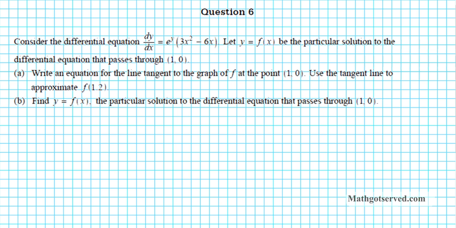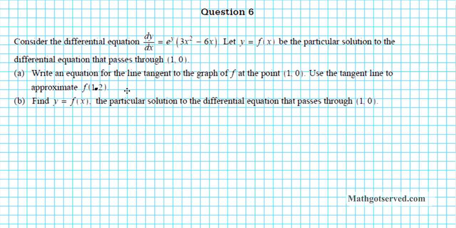All right, let's take a look at question number 6. We're given a differential equation. It says consider the differential equation dy/dx equals e to the y times 3x squared minus 6x. Let y equals f of x be the particular solution to the differential equation that passes through (1, 0). Write an equation for the line tangent to the graph of f at (1, 0). Use the tangent line to approximate f of 1.2.